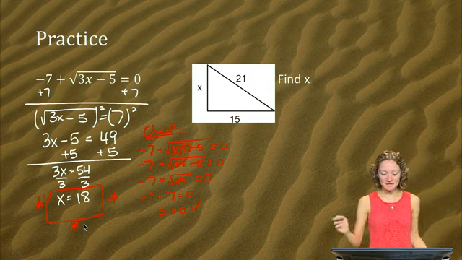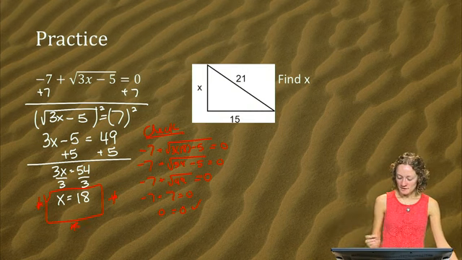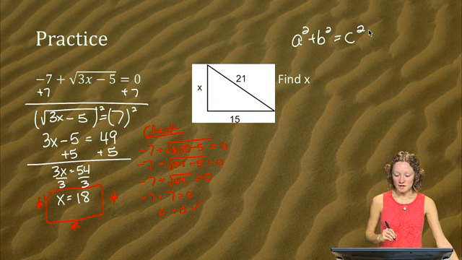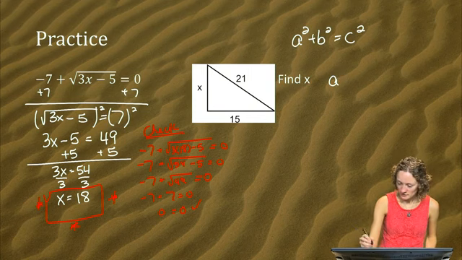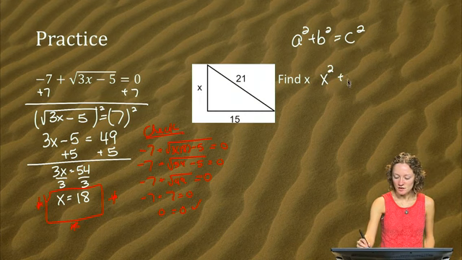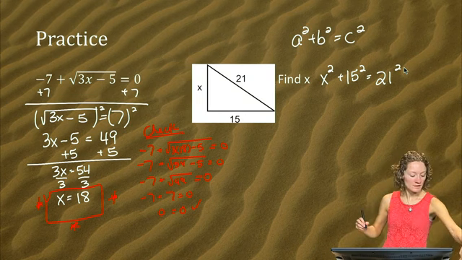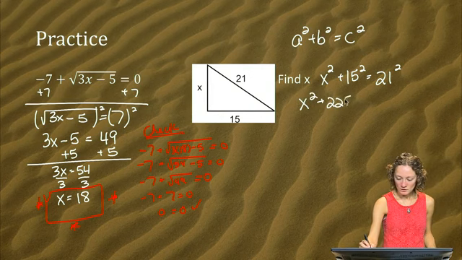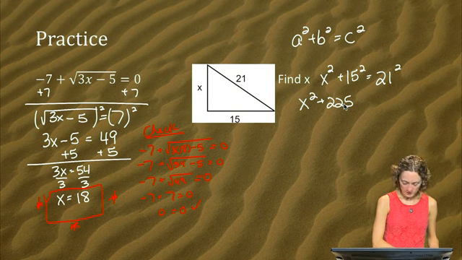Good. Okay, the second problem, a Pythagorean theorem problem. This will use a squared plus b squared equals c squared. The most important piece to fill into the formula is the c, which is the 21. So we'll say x for a: x squared plus 15 squared equals 21 squared. And then this is what we're solving. 15 squared is 225. And 21 squared, 441.